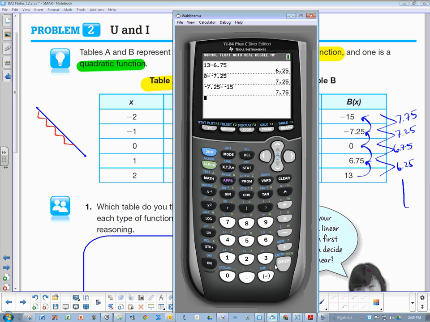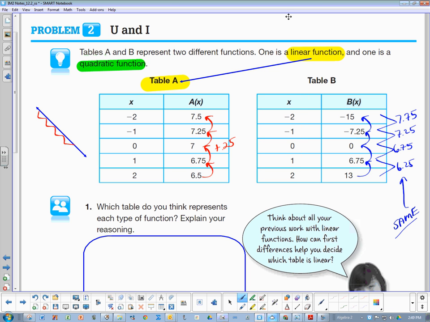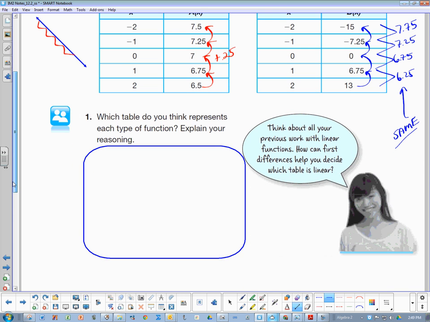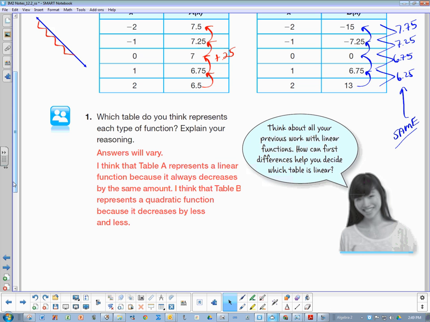Doesn't look like these are the same, does it? All right, so early indications lead me to believe that this table B is going to be my quadratic. Took a lot to get there, right? You probably could have just looked at it. Here is a solution they give you. I think that table A represents the linear function, and then we have table B is the quadratic function.